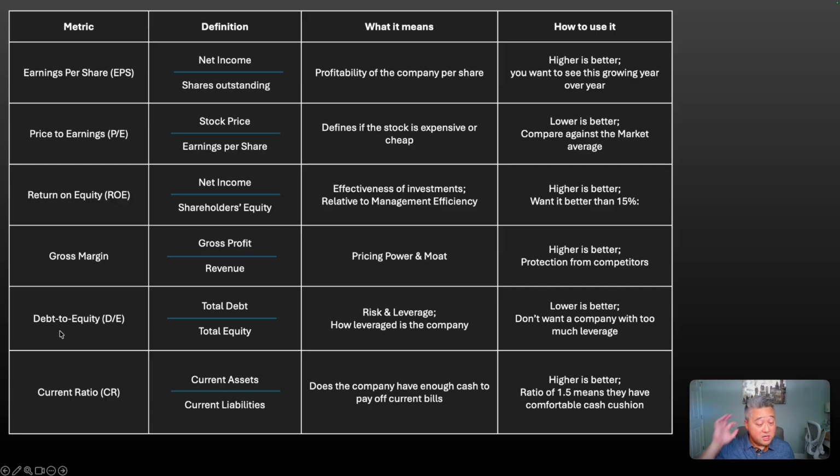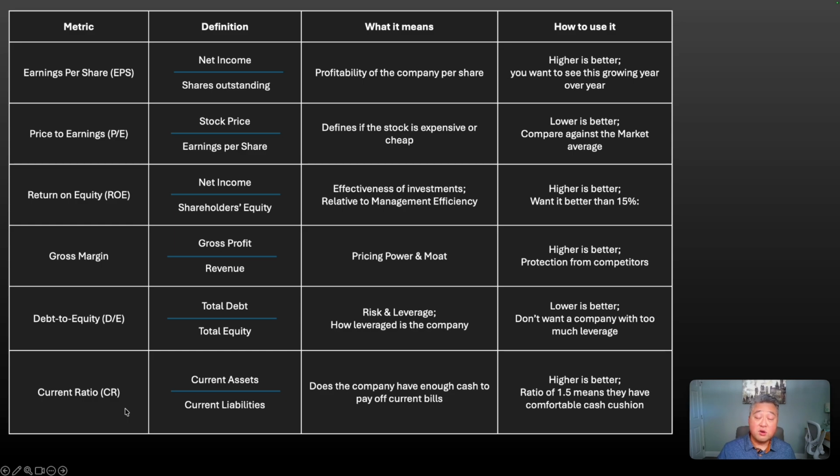Next is debt to equity, or D/E ratio, and that's the total debt divided by the total equity. This indicates how much debt or leverage the company has taken on. Lower is better, and you want a company with very little leverage if possible.